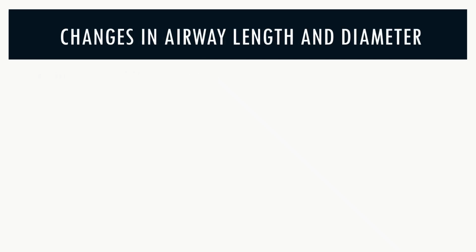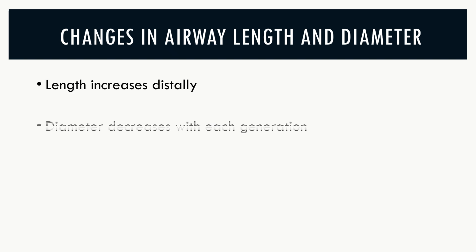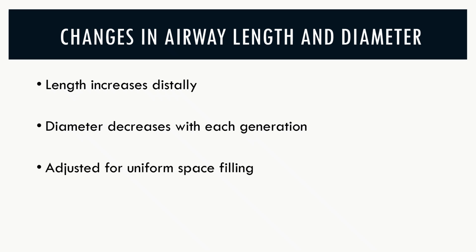Changes in airway length and diameter. As the branching progresses, airway segments increase in length to span the available space, while airway diameter progressively decreases with each generation to ensure uniform filling of the lung.